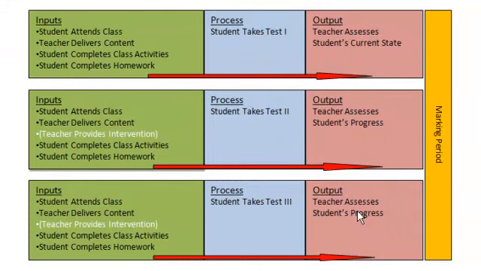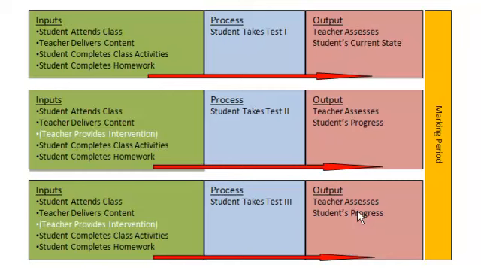First of all, visually you can see that formative student assessment is very different. Where summative only was one block of inputs, process, and output over a marking period, when we use formative student assessment, there are 3 iterations, or however many. In this case, we're going to use 3. So let's take a look at what happens.